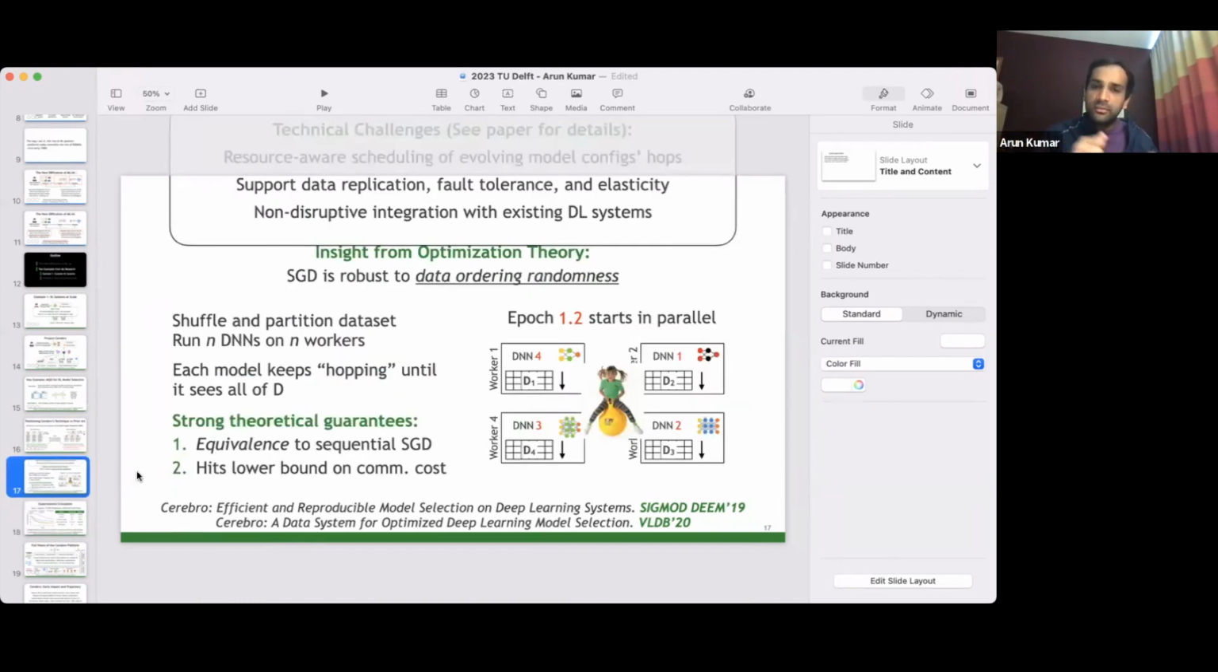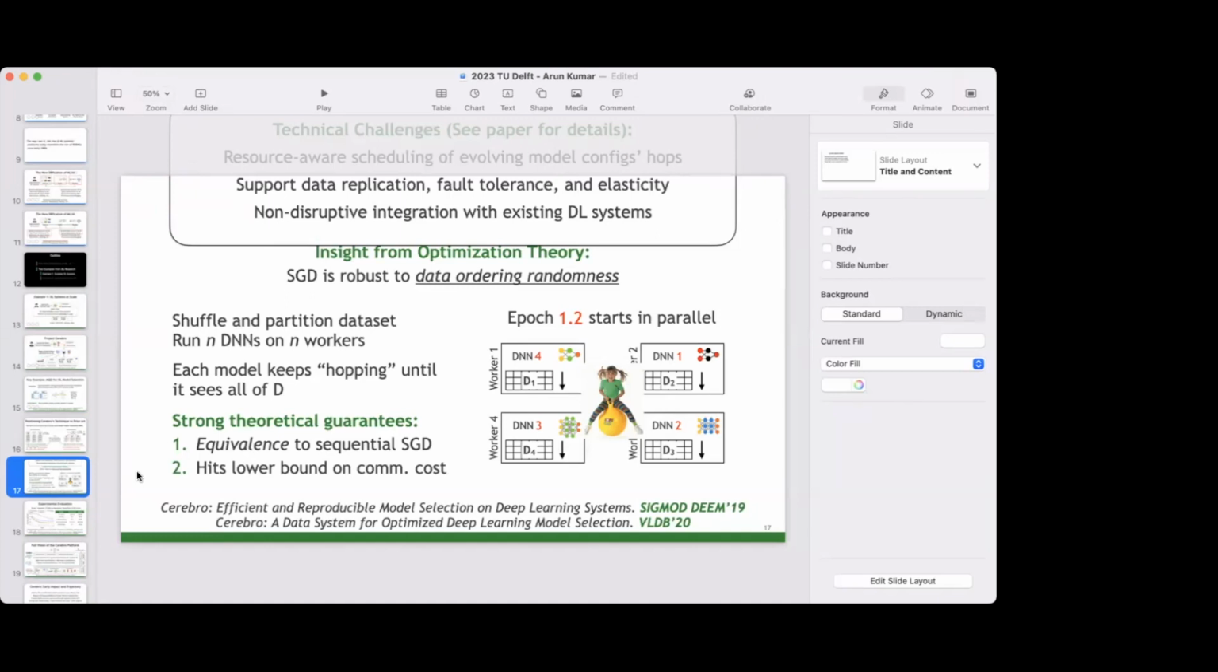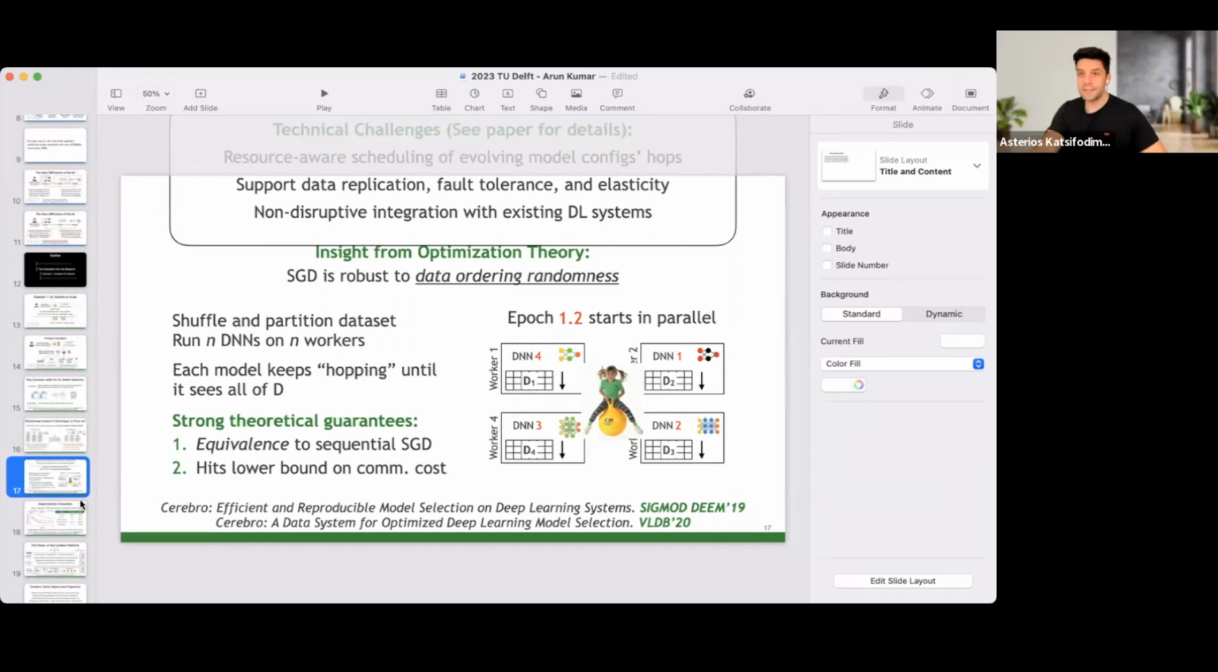You have this scheduler handling these different things. It's basically an additional piece of software that you need to run instead of just doing regular task parallelism. Does that answer your question? Yes, thank you. Okay. Got it.